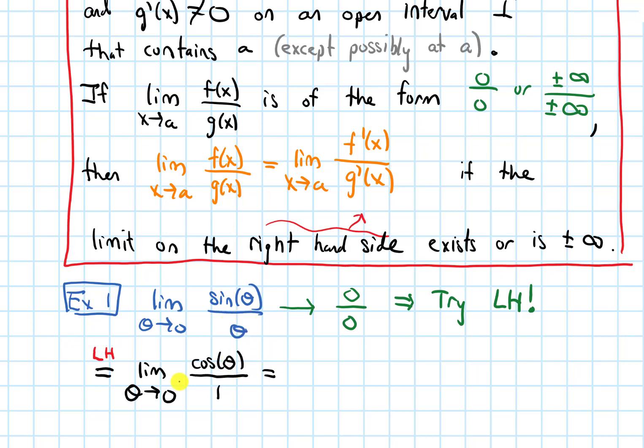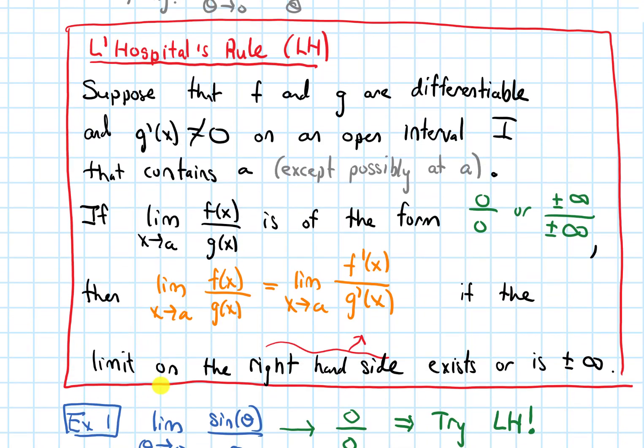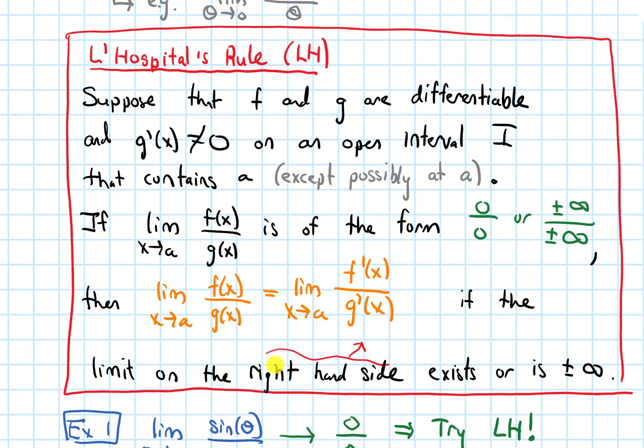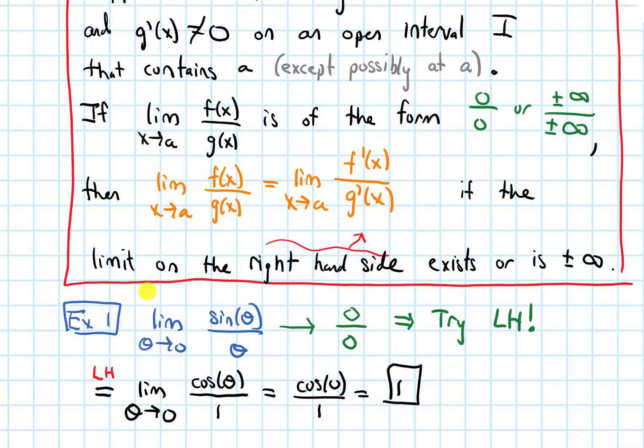And now let's try plugging in. I'll get cosine of 0 over 1, but that's just 1 divided by 1, which is 1. And that's what we know this limit is supposed to be. But this was so much shorter than how we first got the result. I'm not going to give a proof of L'Hopital's rule. I want to focus our time more on applying the rule, so I'm going to focus on doing examples.